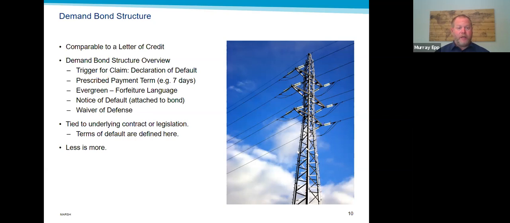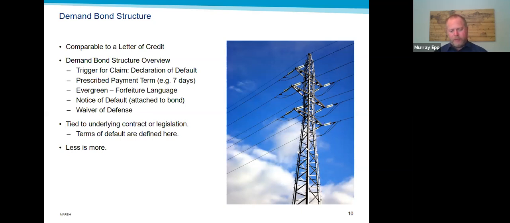What we do to provide clarity in the event of a claim is we actually attach as a schedule to the demand bond a notice of default. And what this can include, it could even get as granular as including wire transfer information for the surety to make payment to the beneficiary of the instrument. And it just provides clarity for all parties that that's how the claim process works. And once the notice of default is filled out and sent to the surety company, then the prescribed payment term, the clock starts ticking for that.